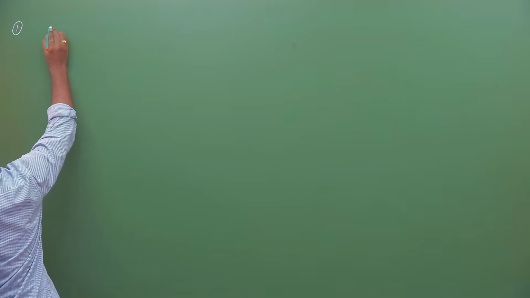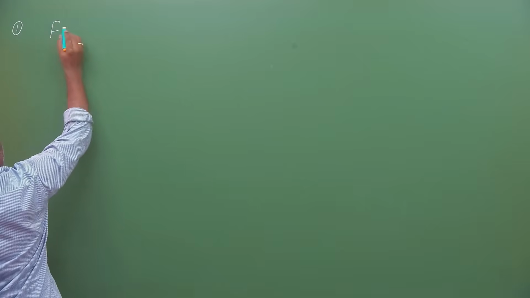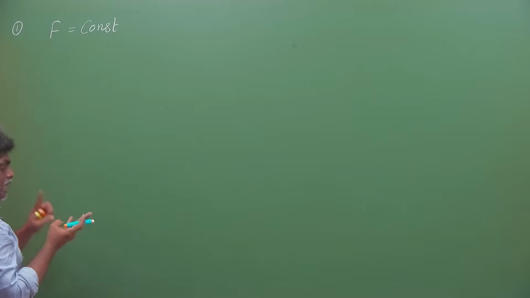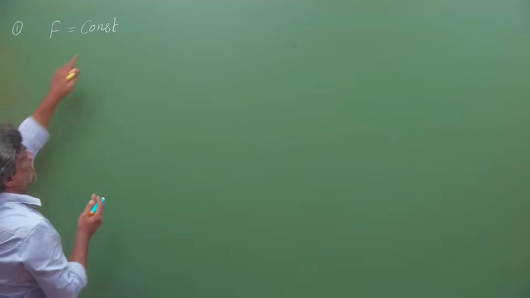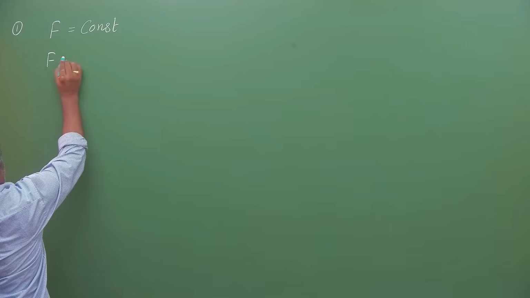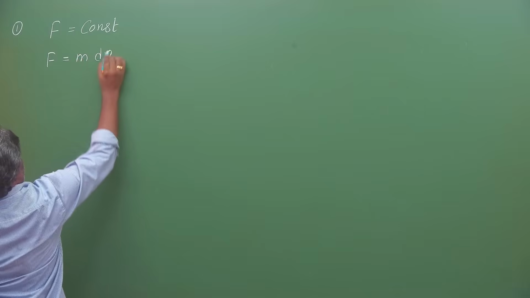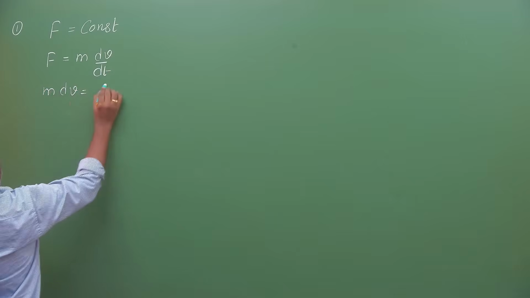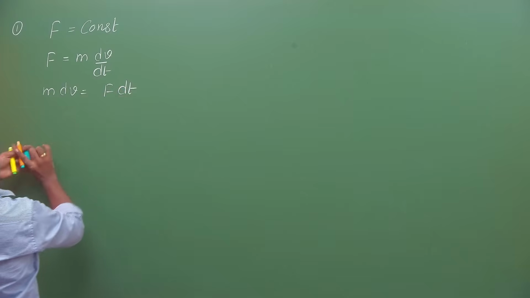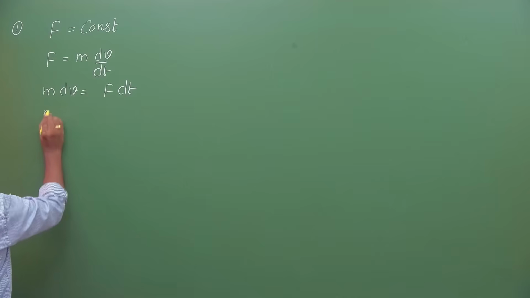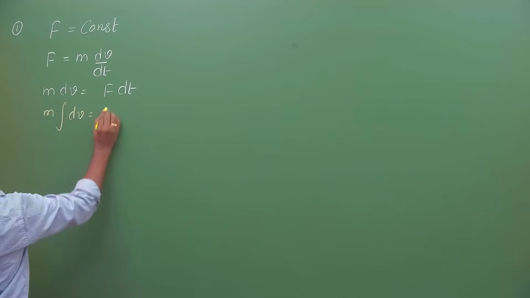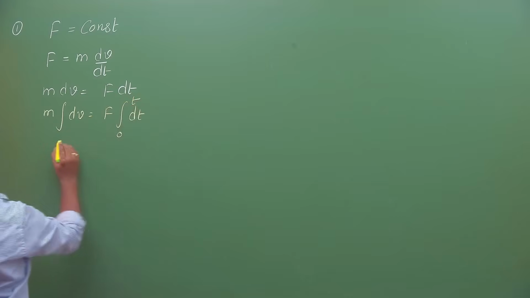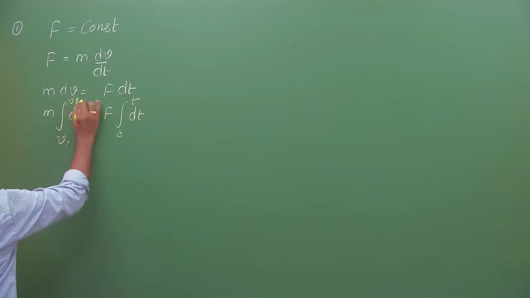I will just start, you can finish it. Here, first write whether F is constant, position dependent, velocity dependent, or time dependent. F is constant, then as your sir said, F equal to m dv by dt. Now just cross multiply, m dv equal to F dt. Now m outside, integral dv equal to F outside. Why F outside? Constant. From where to where?